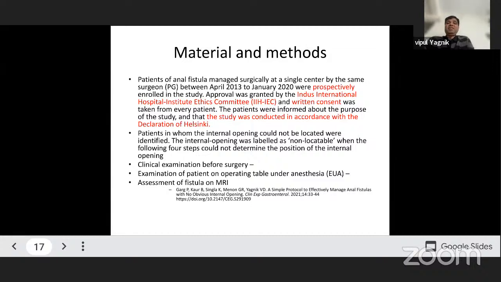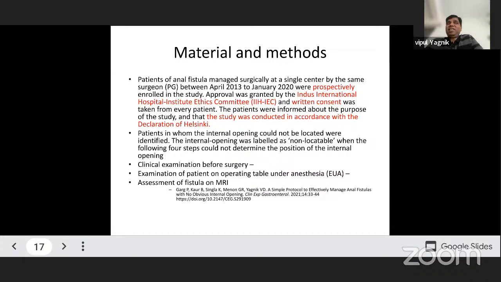Here you can see this is our study, a simple protocol to effectively manage anal fistula with no obvious internal opening, published in Clinical and Experimental Gastroenterology. Here in red font, we have mentioned the type of study, that it is a prospective study. We have mentioned that ethics committee permission has been taken from the Indus International Hospital Institute Ethics Committee, that written informed consent was taken from the patient, and that the study was conducted in accordance with the Declaration of Helsinki. These are the important guidelines that you have to mention in the material and method.